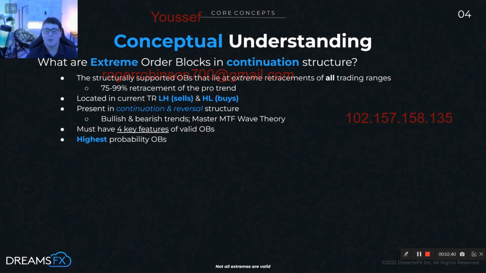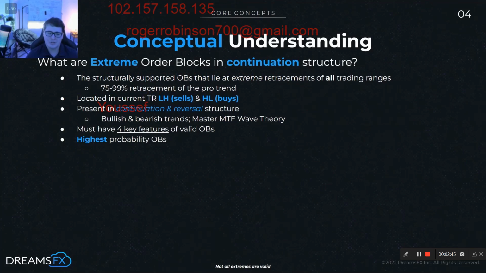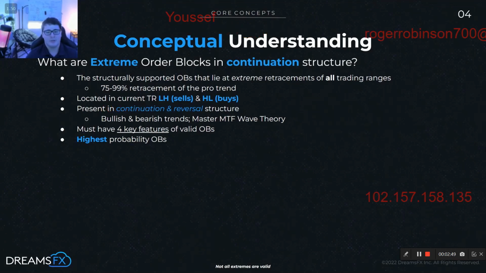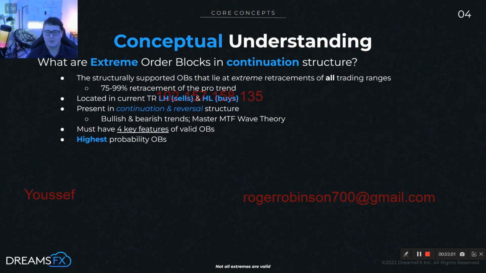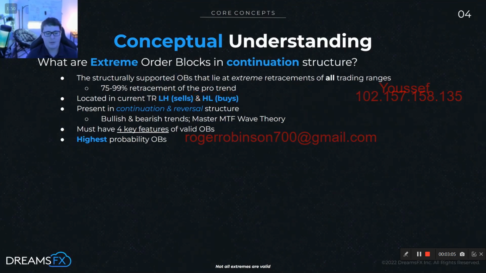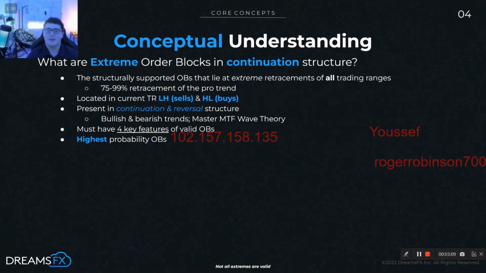Now, they're present in both continuation and reversal structure and all types of trends, bullish trends, bearish trends, internal, all the above. And by mastering multi-time frame wave theory in your multi-time frame structural analysis, it is going to allow you to properly identify your correct extreme order blocks. All of your extreme order blocks must have your 4 core features. If you don't know what those core 4 features are, refer back to the first video on order blocks, the order blocks plus imbalances and the anatomy of them. Your highest probability order blocks, of course, are going to be your extremes. Will extremes always work? Nothing always works in the markets, but knowing when and why they work will be in a future section.